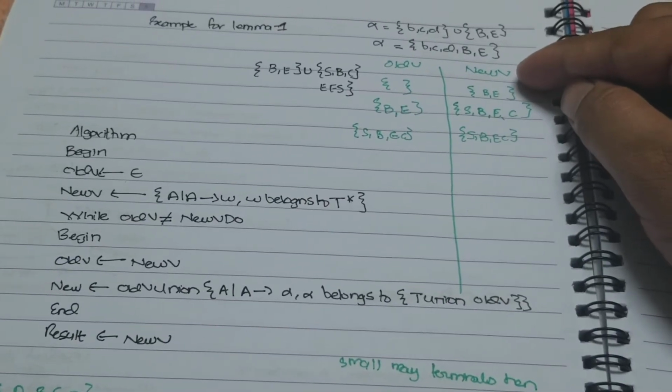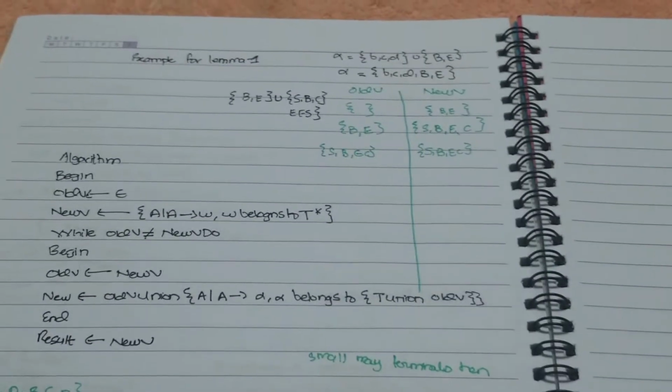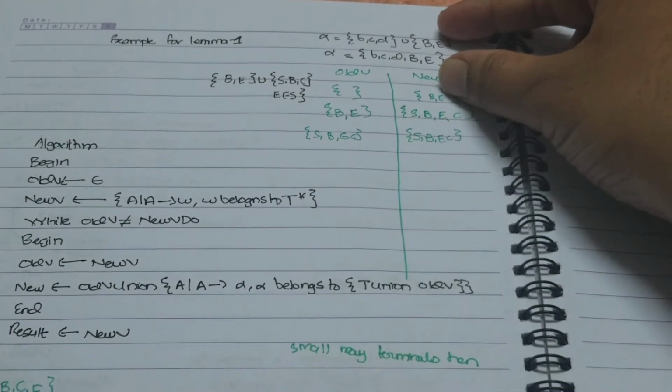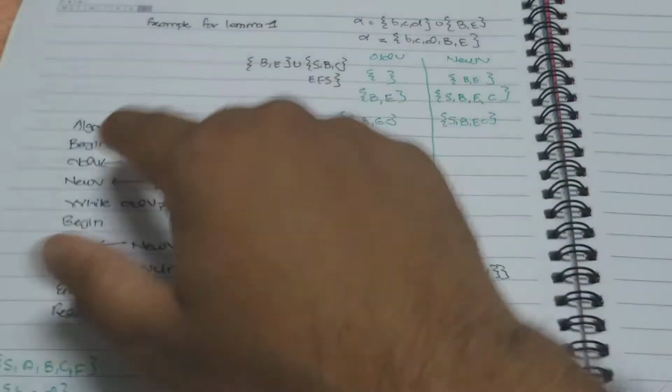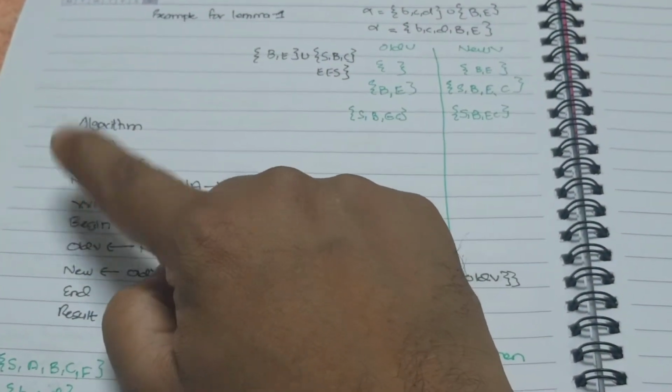Now, what we are going to do is start with our new V. So what is our new V? Forget about this alpha for a while. Now, we'll start from here. Our empty set becomes old V.